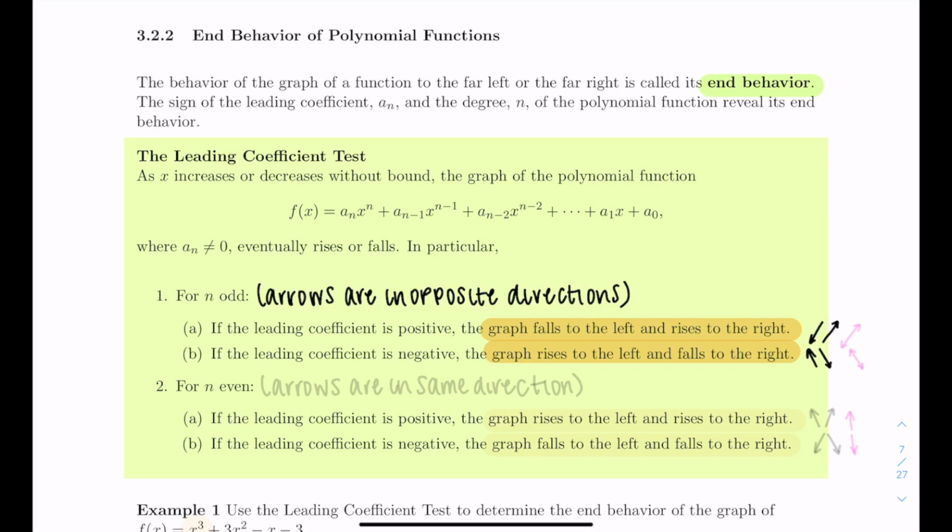Now when n is even, if the leading coefficient is positive, then the graph rises to the left and rises to the right. So that means it rises to the left and it rises to the right. If the leading coefficient is negative, then the graph falls to the left and falls to the right. So when n is even, the arrows point the same direction.